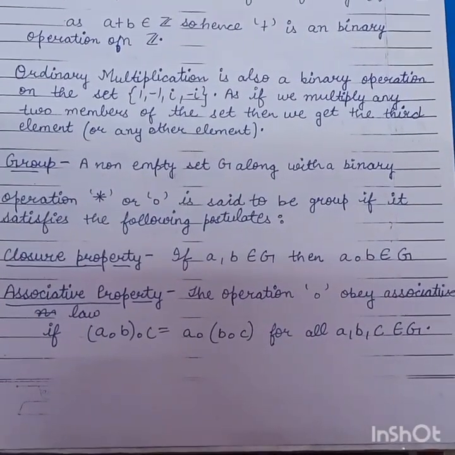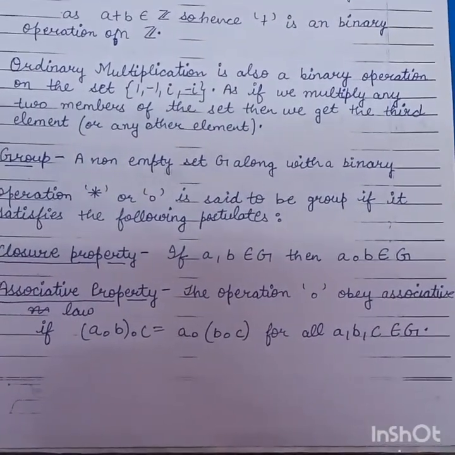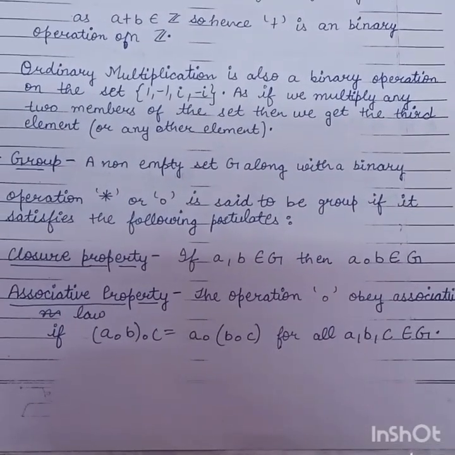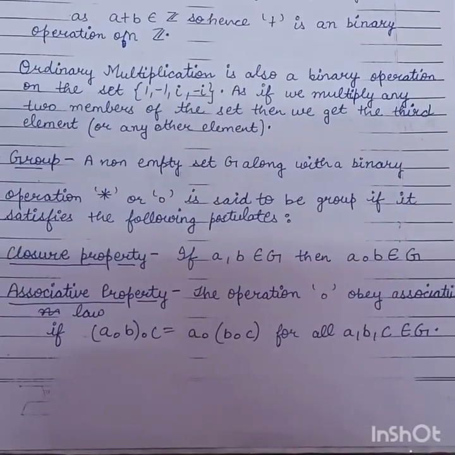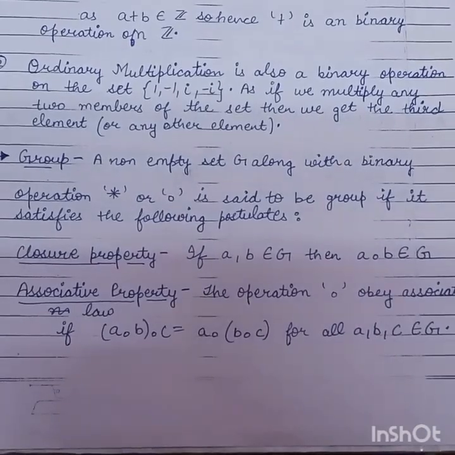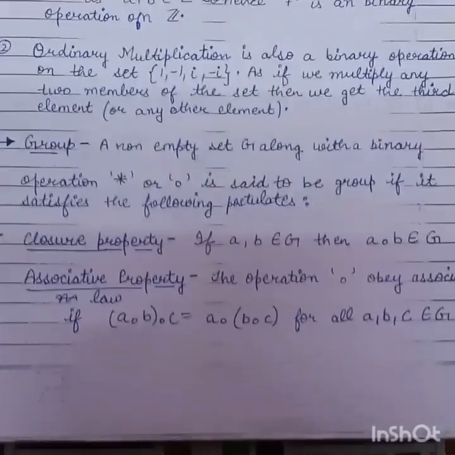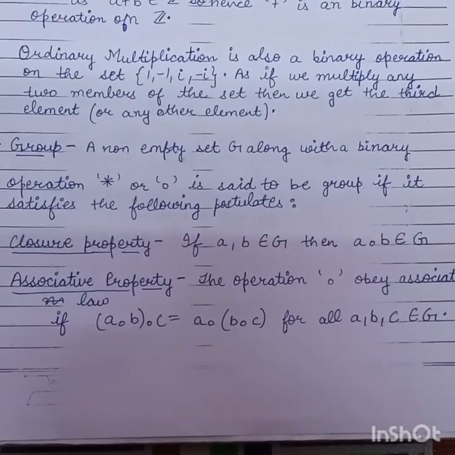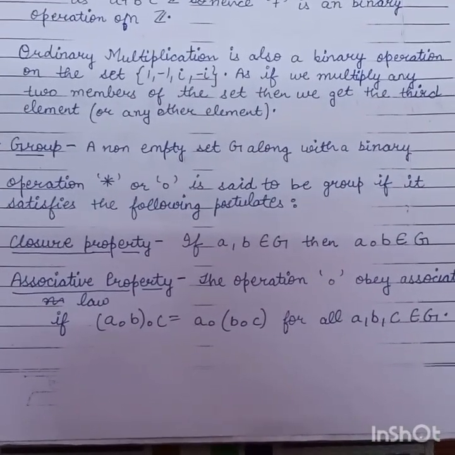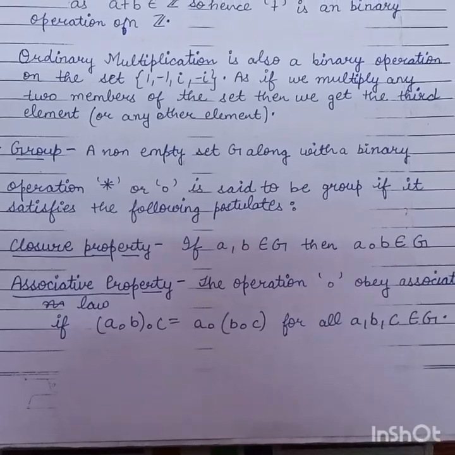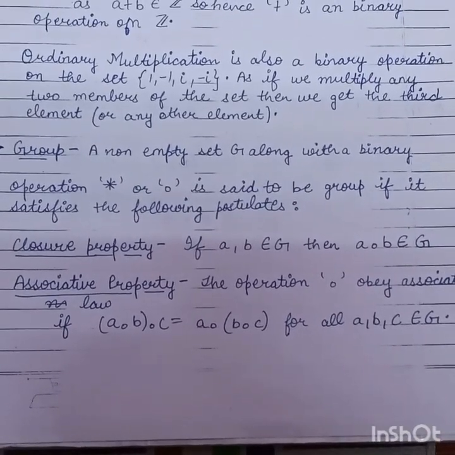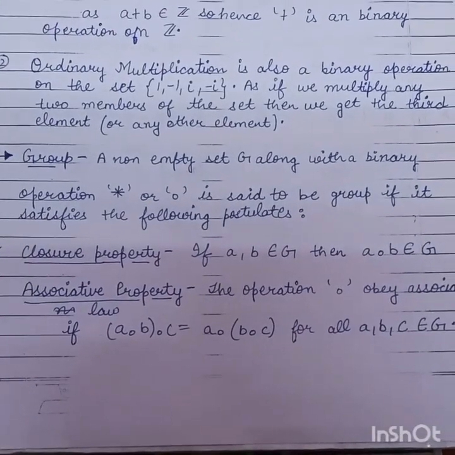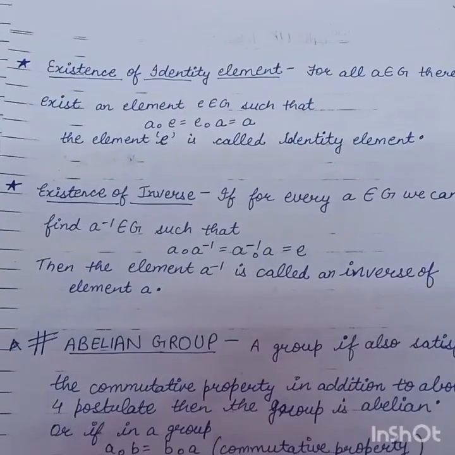Now the associative property. The operation obeys the associative law, or we can say the group must follow the associative property. It means that if (a operation b) operation c is equal to a operation (b operation c), then we can say that the associative property is followed.